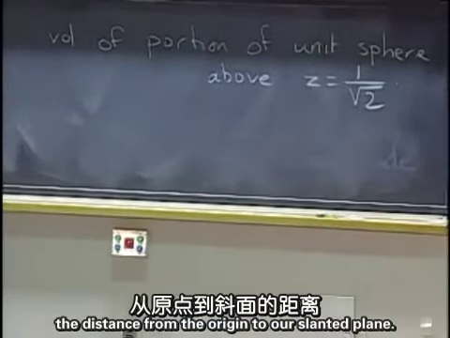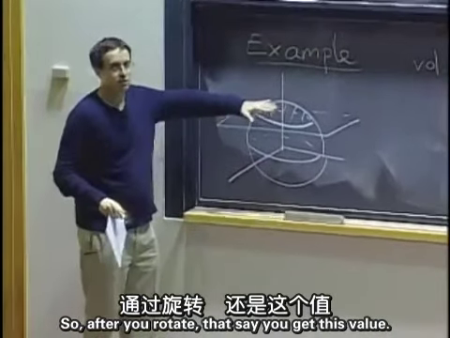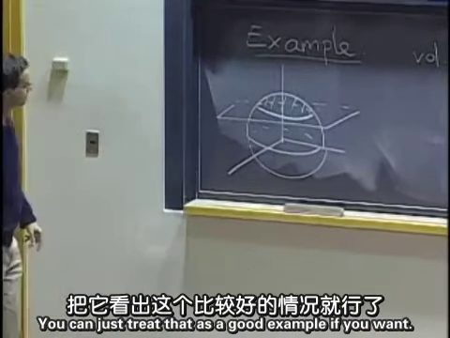Okay, 1 over root 2 was the distance from the origin to our slanted plane. So after you rotate, that's how you get this value. Anyway, it's not very important. You can just treat that as a new example if you want.